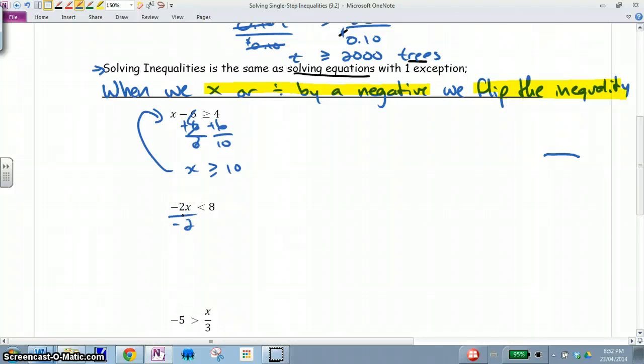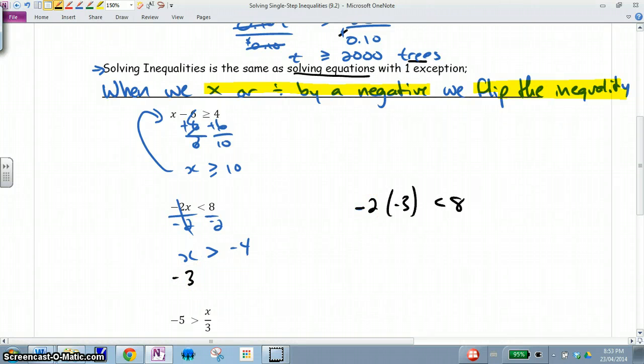Right? In this case, we're going to divide by a negative. So x, now we have to flip our sign. X is going to be greater than negative 4. And we've got to think it through again, right? So we're going to throw some values in here that are greater than negative 4. So we could throw in perhaps a negative 3. So negative 2 times negative 3 should be less than 8, and we get 6 is less than 8, so that works.